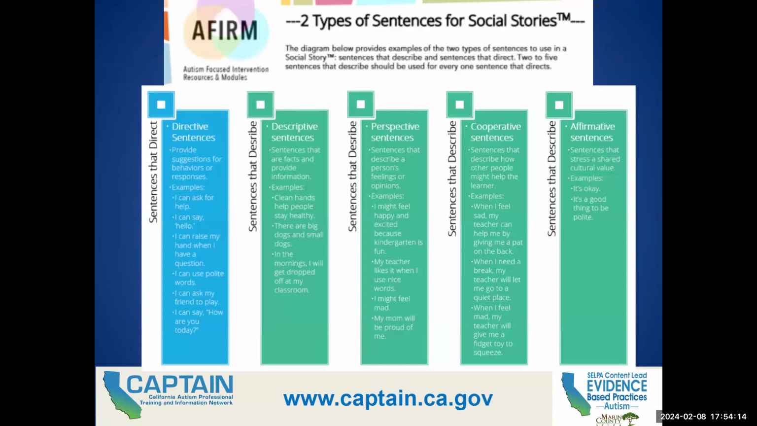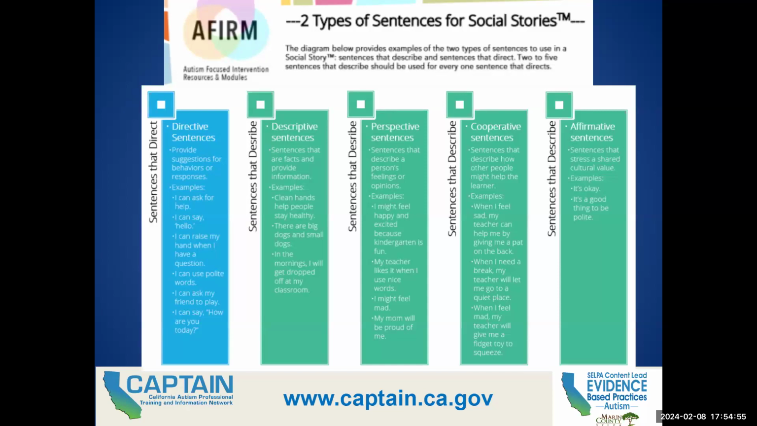All right. So in your packet, there are descriptions of the different types of sentences. Descriptive sentences are facts and information, such as clean hands help people stay healthy. Some dogs are big and some are small, right? In the mornings, I get dropped off at my classroom. Perspective sentences are the person's feelings or opinions. I might feel happy and excited, right? My teacher likes it. I may feel mad, okay? Cooperative sentences describe how other people may help the learner. When I feel sad, my teacher can help me, right?